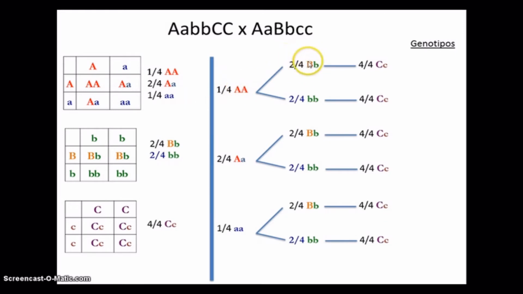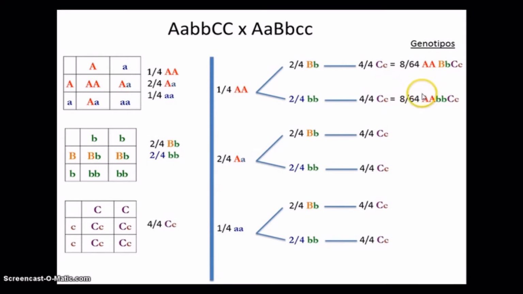So first we multiply the upper values, which are 1 with 2 with 4, and this is equal to a total of 8 progenies out of a total of 64. The 64 we calculated by multiplying 4 with 4 and 4, which is equal to 64. So we will have a total of 8 progenies out of 64, which will have a genotype of capital A, capital A, capital B, small b, capital C and small c.